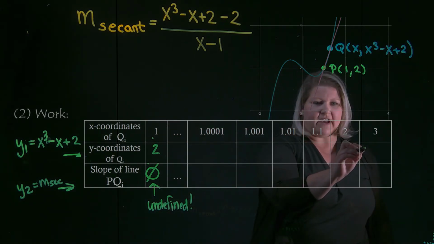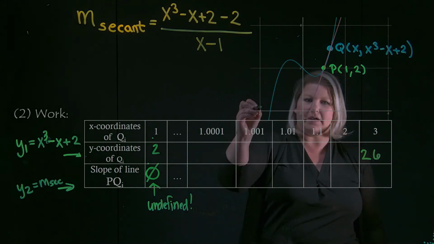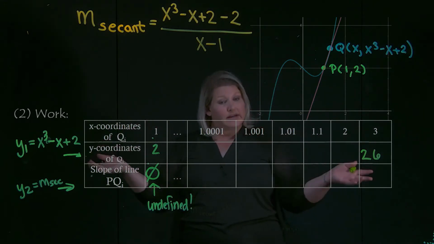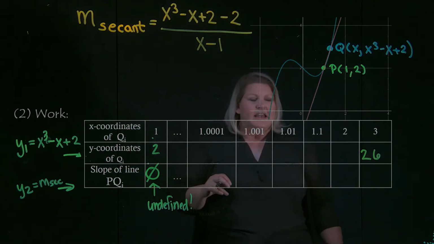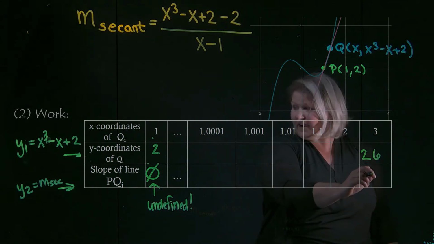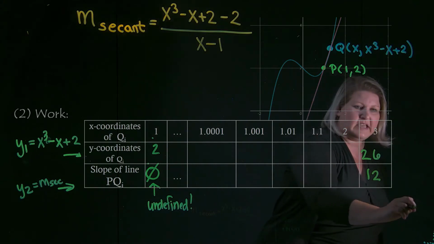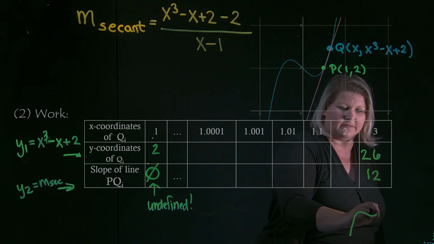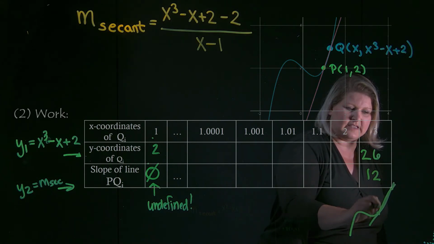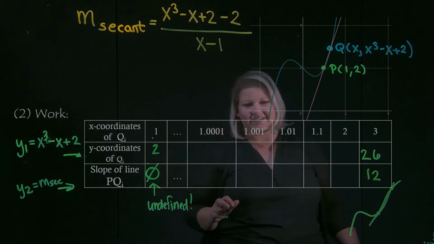If I plug 3 into the original x cubed equation, I'm going to get 26. If I plug that 3 into my slope of the secant, I'm going to find that the slope of that secant is 12. Now again, keep in mind, we're looking at this secant line here, not the tangent line. Sorry, it's a bad drawing.